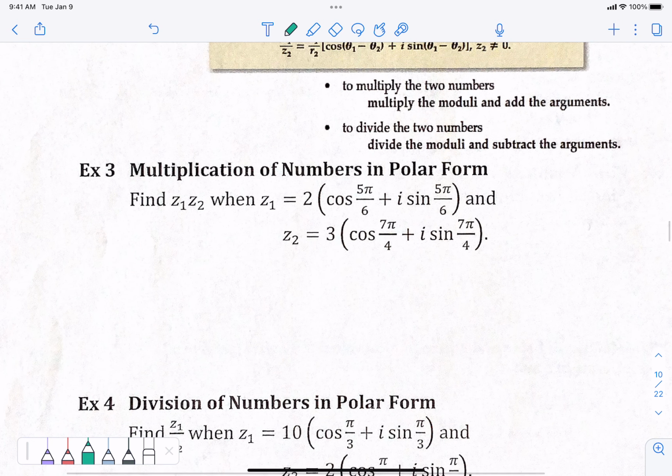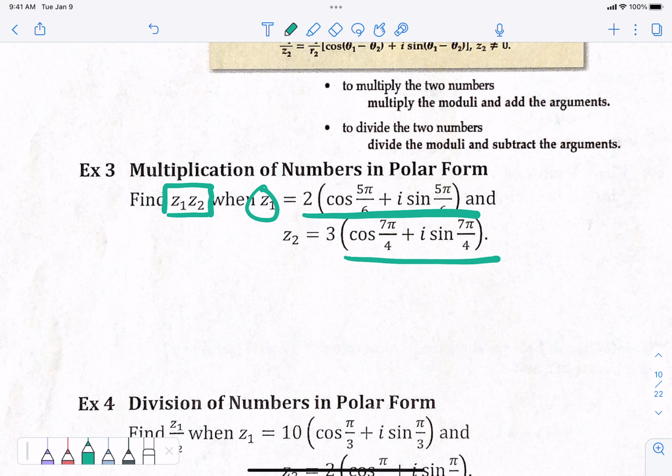They want us to multiply, and they have Z1 and Z2. That's just standing for Z1 is this polar form, Z2 is this polar form. They're wanting us to multiply those together because these two are right next to each other, which means multiply.